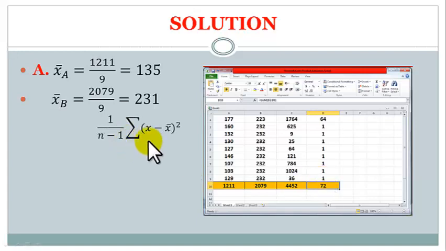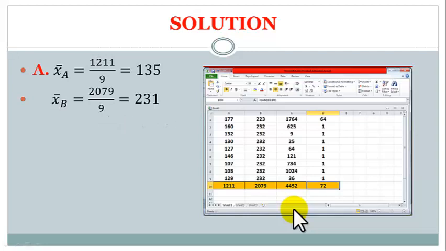Having done this, that is the formula for finding the variance: 1 over n minus 1 times the sum of x minus x bar squared. That is, to find the variance, you have to divide 4452 by n minus 1, that's by 8. Also divide 72 by 8. That will give us the variance of the initial weight data and the final weight data. To calculate the standard deviation, we have to take the positive square root of the two variances.